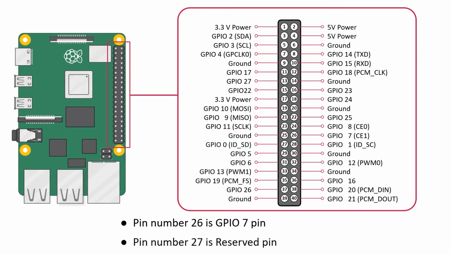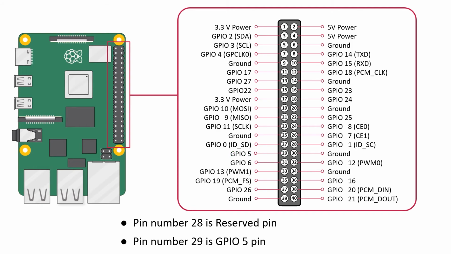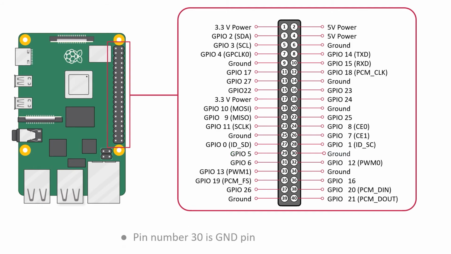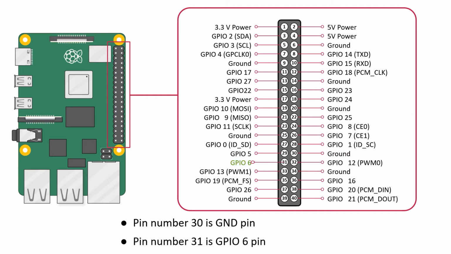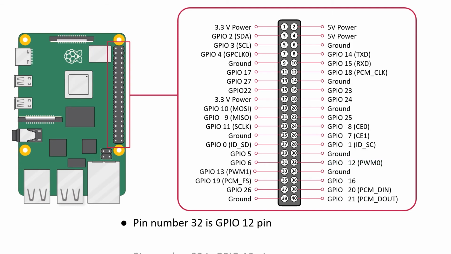Pin number 27 is reserved pin. Pin number 28 is also reserved pin. Pin number 29 is GPIO 5 pin. Pin number 30 is ground pin. Pin number 31 is GPIO 6 pin. Pin number 32 is GPIO 12 pin. Pin number 33 is GPIO 13 pin.